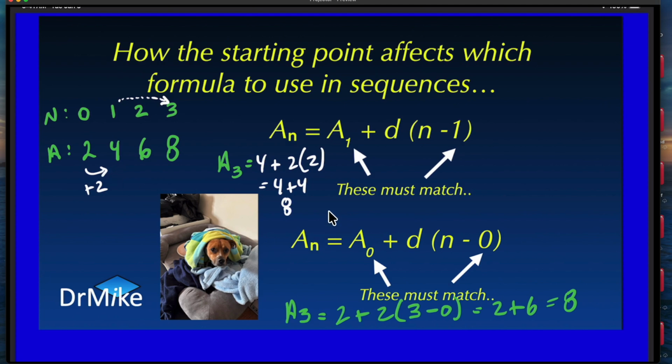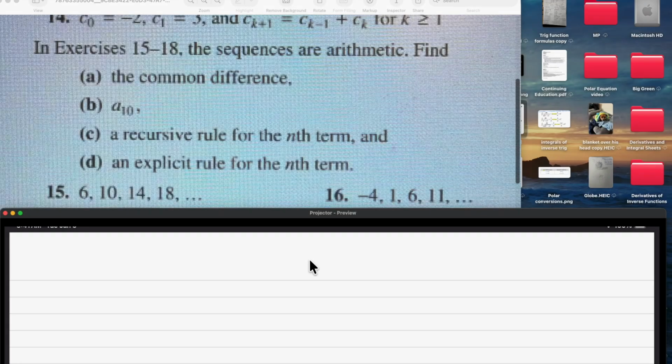So it's very important that if you're going to start with the value at position 1, if you're going to start here, then you subtract 1 from your n that you're trying to get. If you're going to start with this value at a sub 0 here, then it's important that you subtract 0 from n when you do your computation.